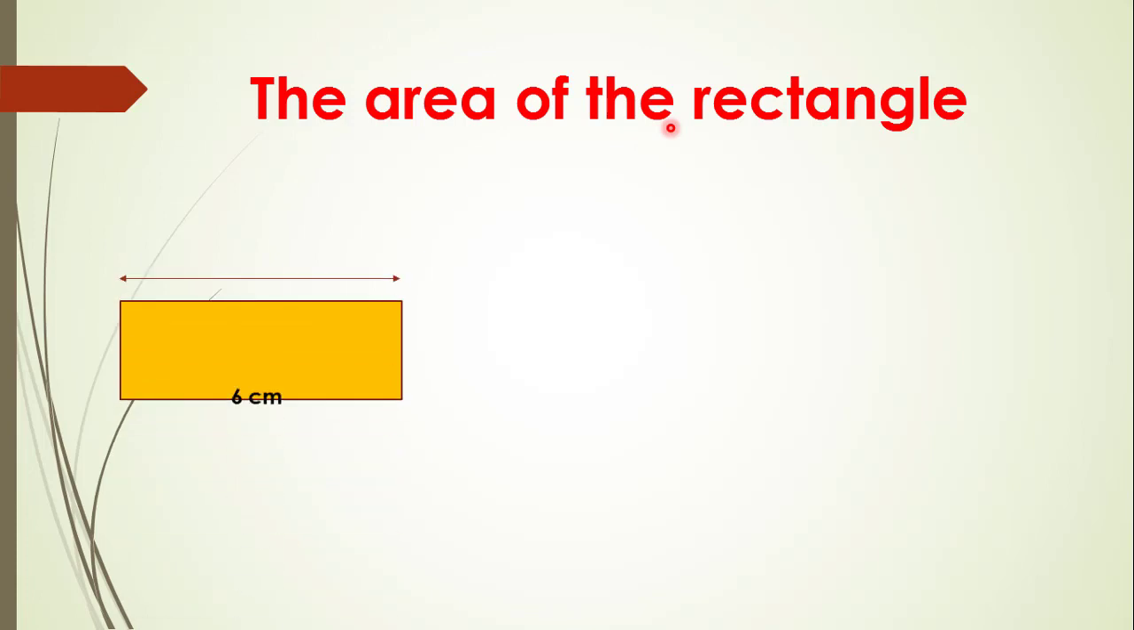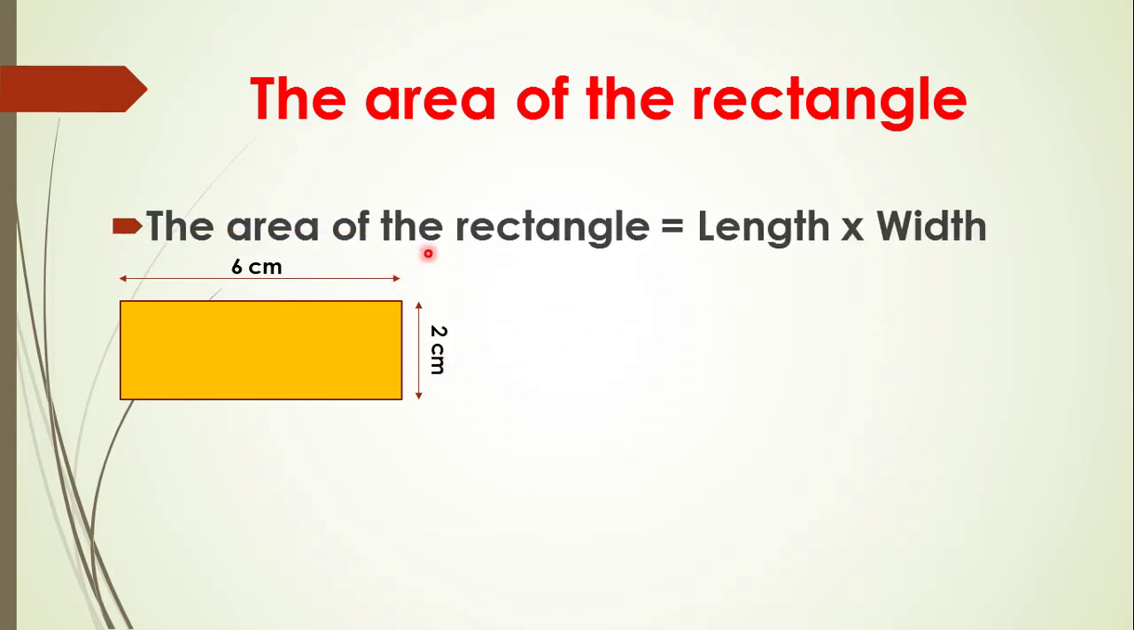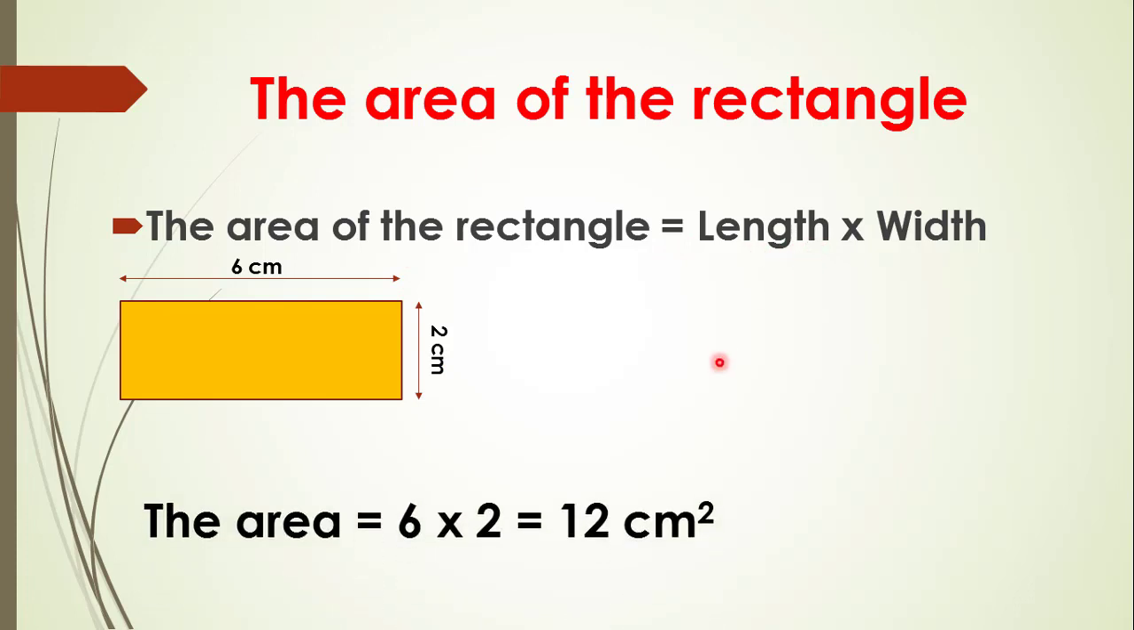Also, we will study the area of the rectangle. How to calculate the area of rectangle? The area of rectangle means length by width. Okay. For example, this rectangle, if I want to calculate the area, I multiply 6 times 2. So the area of rectangle equal length times width. 6 times 2, which is 12. And take care, the unit is not centimeter, it is centimeter squared, because here we are calculating the area, not the perimeter.